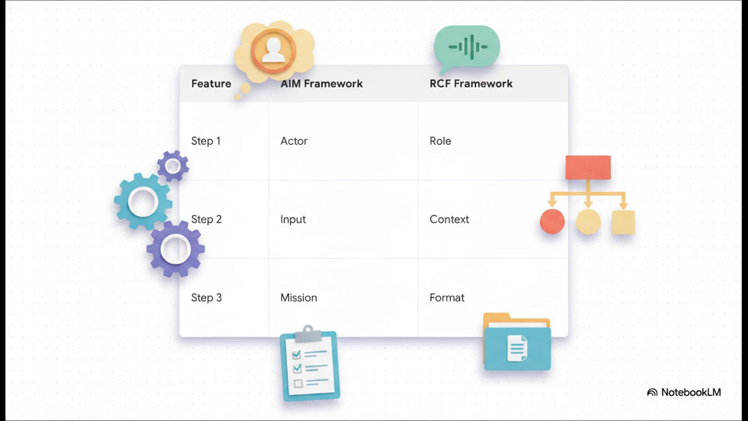Alternatively, you can use the RCF framework: Role, Context, Format. This one is brilliant because it adds that final crucial step, format. You're telling the AI exactly how you want the output to look. Do you want a bulleted list, a table, a full video script? Master these formulas, and trust me, you master the AI genie.